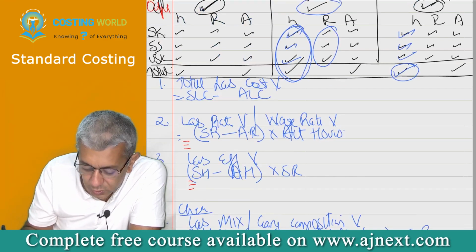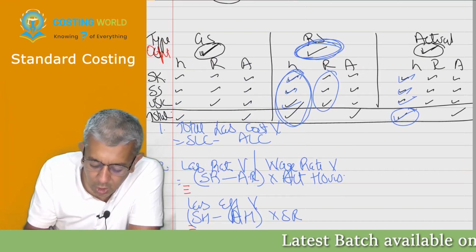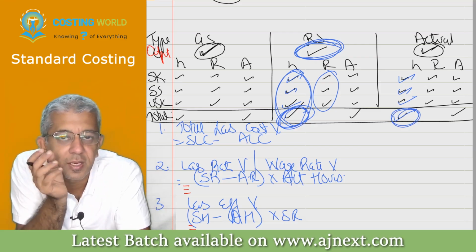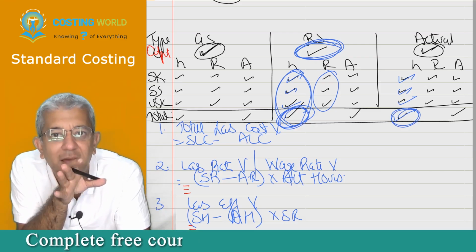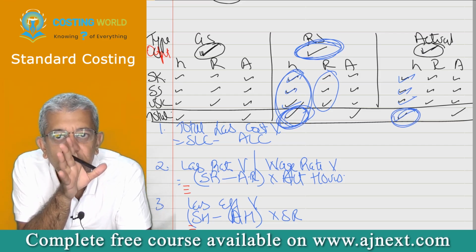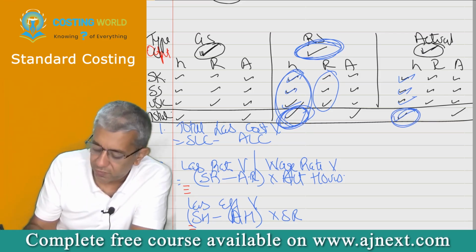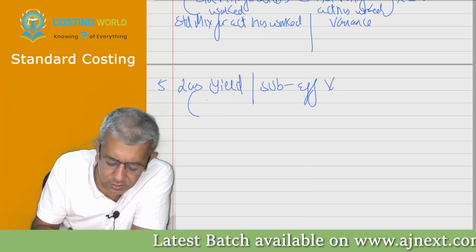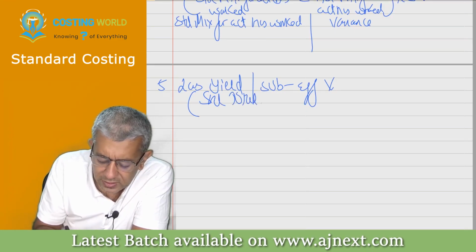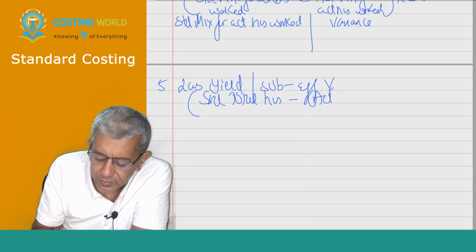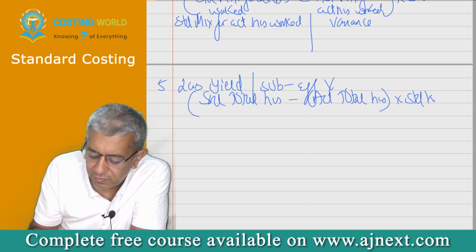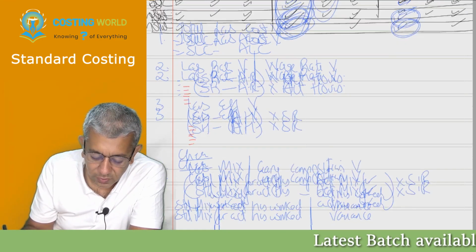And of course, this is going to be for this much output: how much overall hours you should have taken minus how much overall hours you have taken, into standard weighted average wage rate. Is that all okay? Yes, sir. Okay, so this will be your last one, that is standard total hours minus actual total hours into standard weighted average wage rate. Okay, that's it. With that, all your things will be coming to an end.